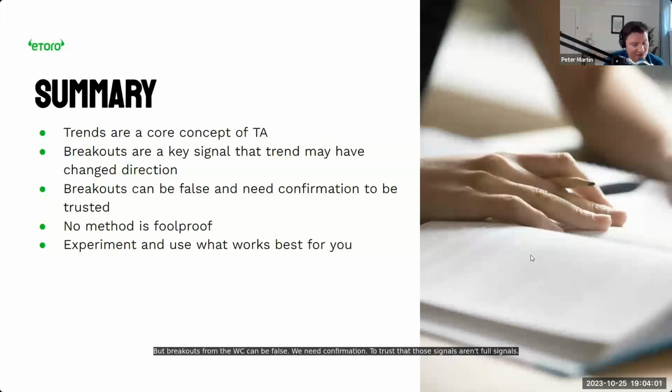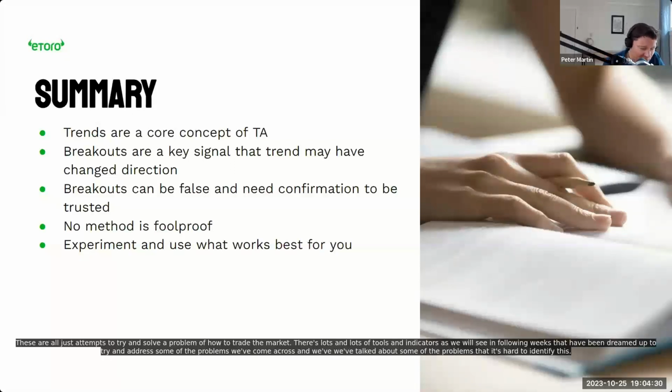But breakouts that we see can be false. We need confirmation to trust that those signals aren't false signals. Always bearing in mind that a false signal is always a possibility. So no method is foolproof. We saw from Dow Theory the idea that none of this is foolproof. You can't just rely on it guaranteeing you to make money. That's not how it works.